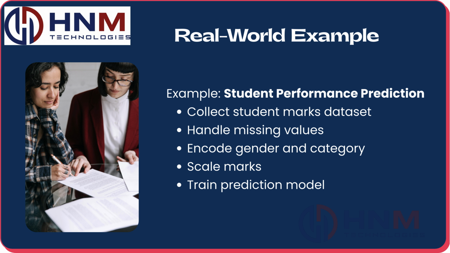Consider a real-world example of predicting student performance. First, we collect student data such as marks, attendance, and demographic details. Next, we clean the data and handle missing values. Then, we encode categorical variables like gender. After scaling numerical values, we train a model to predict whether a student will pass or fail. This demonstrates the importance of proper data preprocessing.